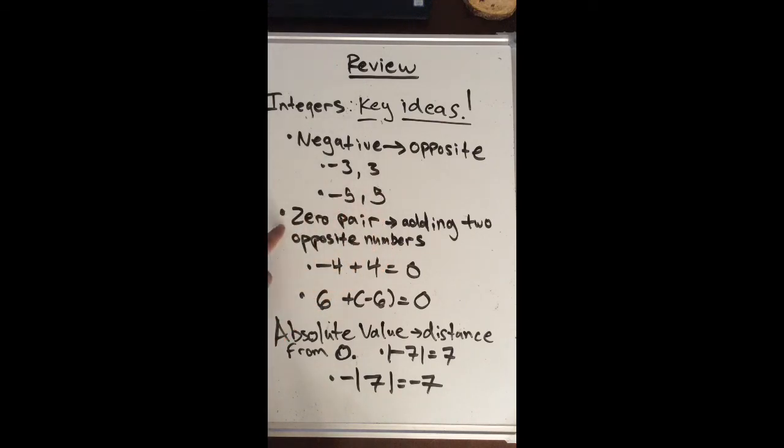Also, a 0 pair is when you add two opposite numbers. So if we wanted to add negative 4 to positive 4, it gives us 0. And if we wanted to add, in this case, positive 6 to negative 6, we'd get 0.